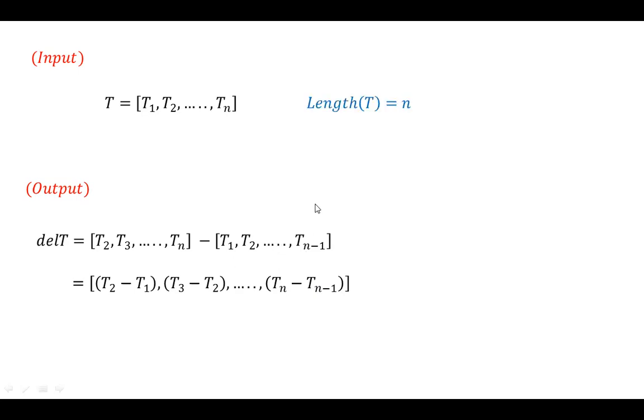So please note here that the length of the input vector T is equal to n. So n, or the length, is the number of elements in vector T. But the length of the vector delta T is n minus 1. So we have n minus 1 elements in the vector delta T.